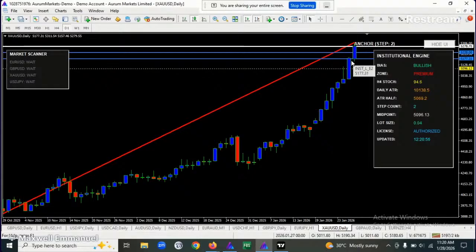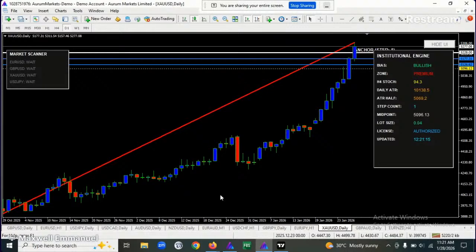Gold is still bullish at the moment, but price is at a premium, and at a premium we do not buy. We look for sell opportunities at a premium price. So patiently wait for this to change to bearish before you sell. That's my take on gold.